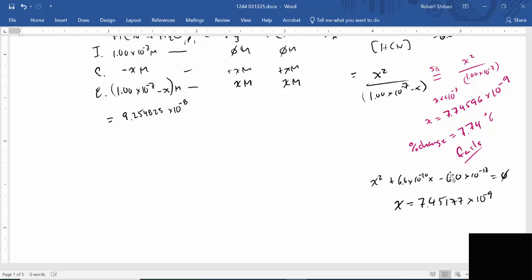So the x values here, this is equal to 7.45177 times 10 to the minus 9. And this is the same, 7.45177 times 10 to the minus 9. The units for this are molarity here. There are no units in K, but we have to add the units when we go back to the ICE table. And so I am manually adding the units here.